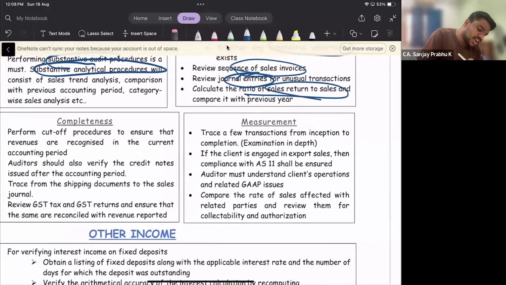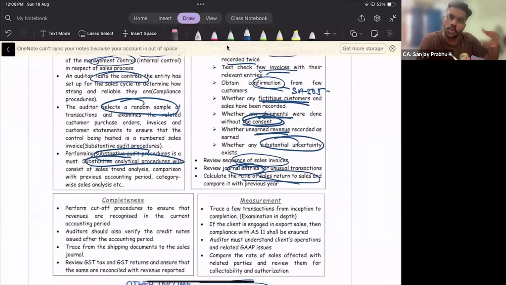You can either learn from our short notes, or you can learn from the study material, whichever is comfortable to you. I prefer, if you are having time, you can read from the study material. That is the best thing you can do. But if you are preparing for both groups, or if you are not much interested in this chapter, sometimes what happens is everything starts from here.